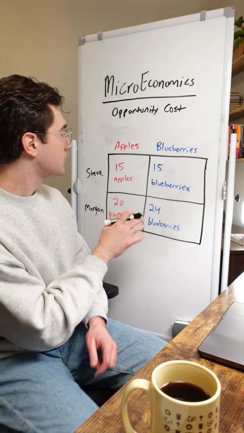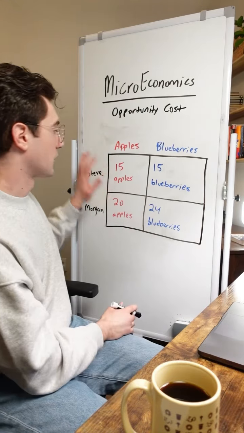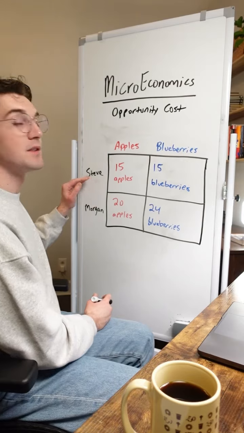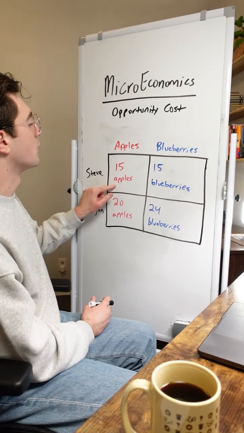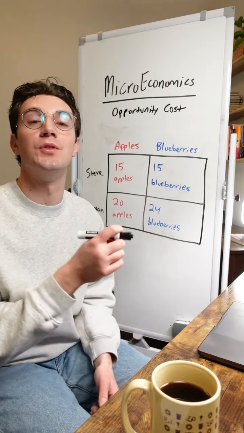With that said, let's zone in on one party and one good and calculate the opportunity cost. We're gonna make this easy. We're gonna go top left here and calculate Steve's opportunity cost to produce one apple. My biggest tip, the biggest takeaway from this video is that the other good goes over.